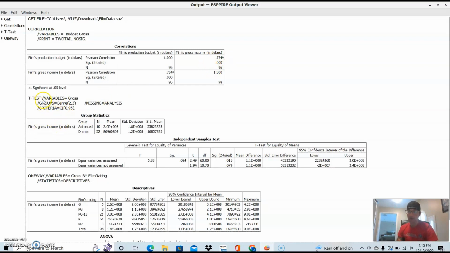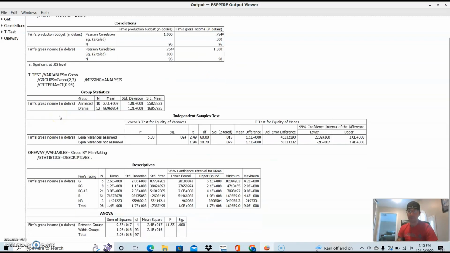If we go below this, what I did was I did a t-test, an independent samples t-test. And I was once again looking at income, how much money movies make. But in this case, I compared animated movies and dramas. So I'm looking at two separate genres of movies and saying, okay, can I make more money with an animated movie or do I make more money with a drama, right?